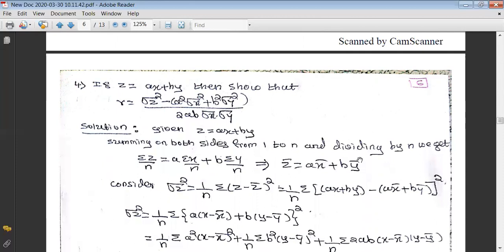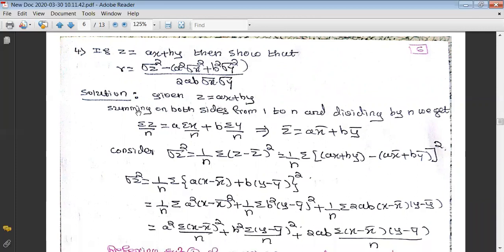And there is one more theoretical question. That is, if z equal to ax plus by, then we have to show that r is given by (sigma z square minus (a square sigma x square plus b square sigma y square)) divided by 2ab sigma x into sigma y. This is the result we are supposed to prove.